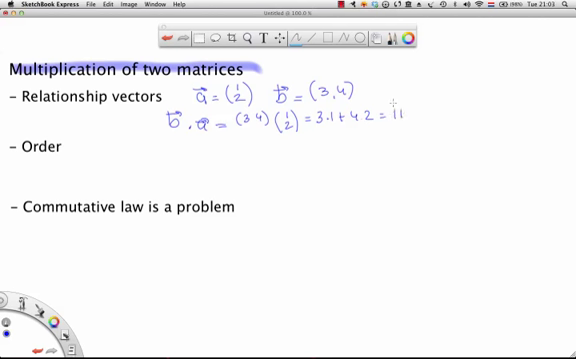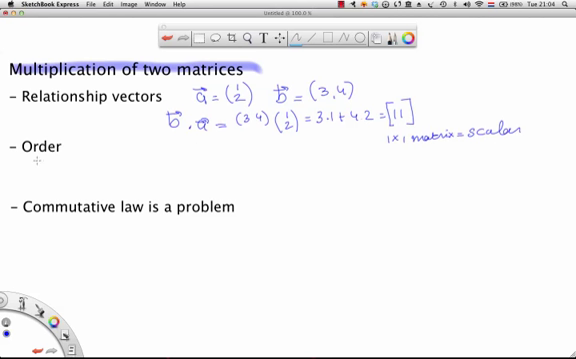Now if you want to talk about matrices, in fact this is a 1 by 1 matrix, and according to a basic rule, a 1 by 1 matrix is in fact simply the same as a scalar. So you see that the dot product of two vectors is indeed part of this multiplication of the matrices.